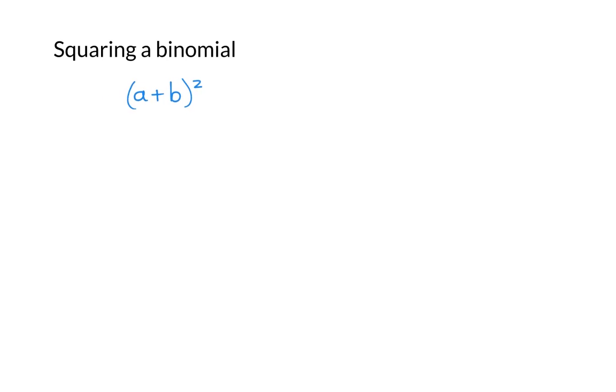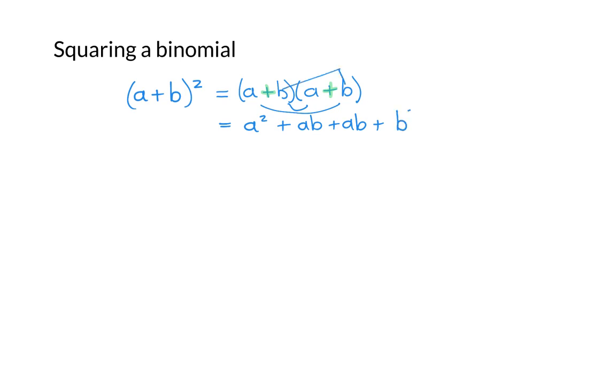Let's look at the example a plus b in brackets to the power of 2. What you need to realize is that the brackets are exactly the same. So both brackets in this case is a plus b. And then you follow the method: a squared plus ab, b times a, plus a times b, plus b times b, b squared. And the 2 middle terms are plus 2ab, plus the last term, b squared.